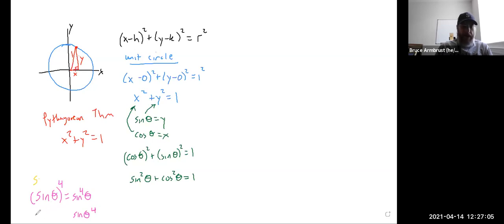Right, so it's like that. What this is saying is we're taking the angle, taking it to the 4th power, and then doing the sine. So notice that those are different, right? This means different things. It's a difference in the order of operations.